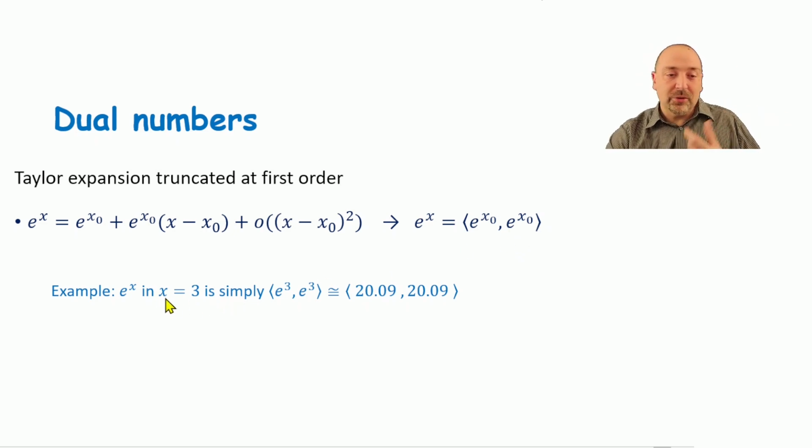Okay, here I should have put x0, but anyways. So then our dual will be e to the third power for both coefficients. That's like 20.09. Okay, we can do this for any function.